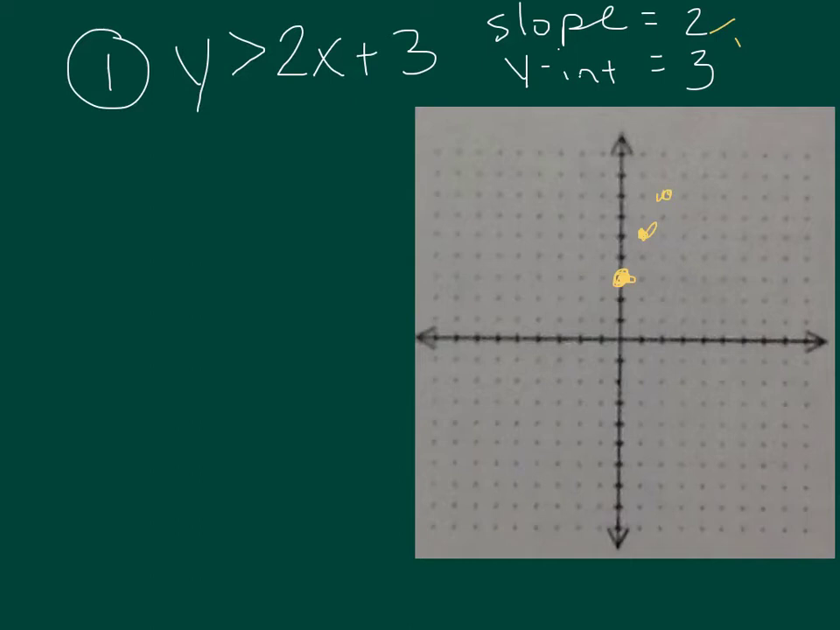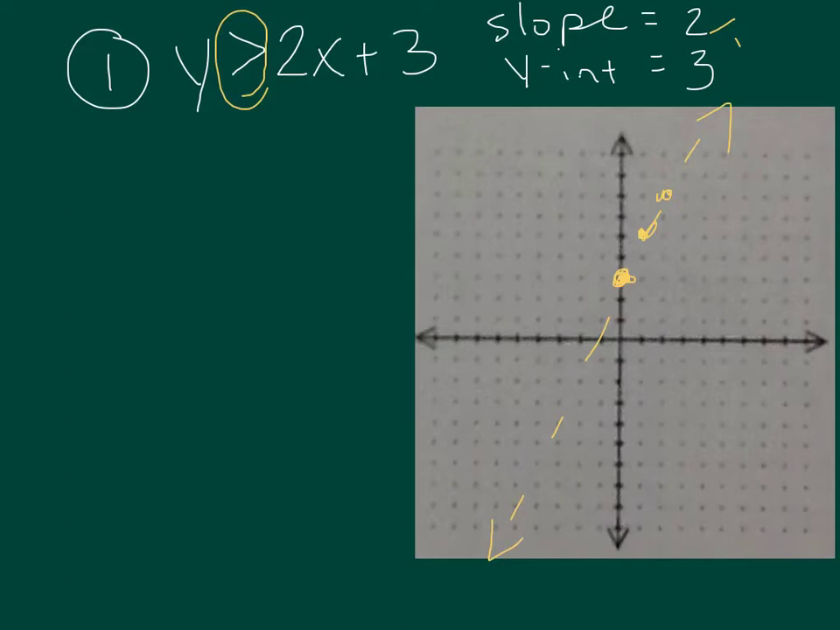Now remember when I said don't make your lines baby lines, extend it around the whole graph? This is why. Now I look back at my sign, which was greater than. This is not equal to, which means I need a dashed line. So I'm going to make a dashed line all the way through the graph.